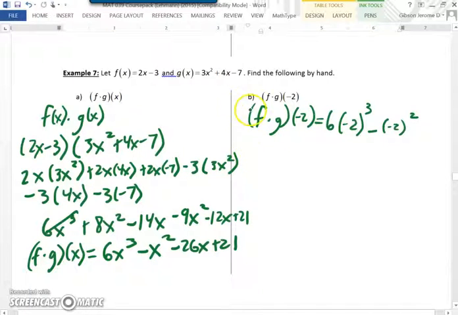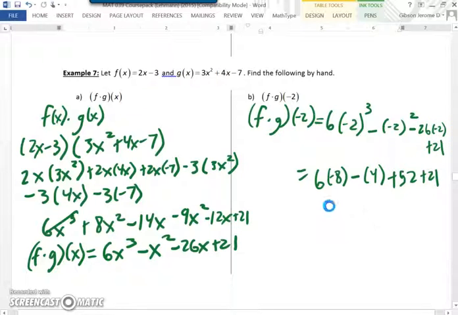Picking up where we left off, we have f times g of negative 2 is equal to 6 times negative 2 to the third minus (negative 2 squared) minus 26 times negative 2, and then it'll be plus 21. So we will have negative 2 to the third power, which will give us negative 8. Negative 2 to the second power will give us positive 4. And then we will have a negative 26 times a negative 2, which will give us positive 52 plus 21.